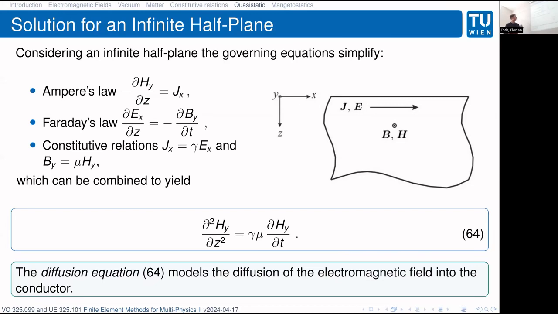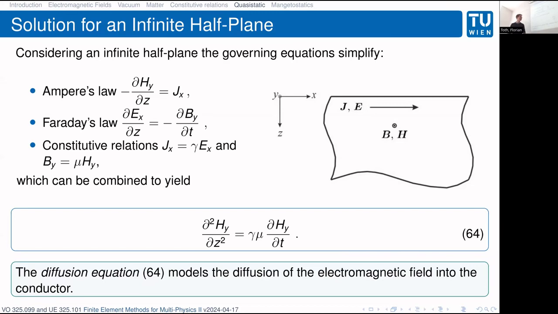Then we have a linear constitutive equation, so Ohm's law, and the permeability for the magnetic behavior. If you combine all of that, what you obtain is this diffusion type equation, where you have a second spatial derivative and a single time derivative. You can obtain this equation for H. Of course, there are equivalent equations that you can derive for all the other quantities.